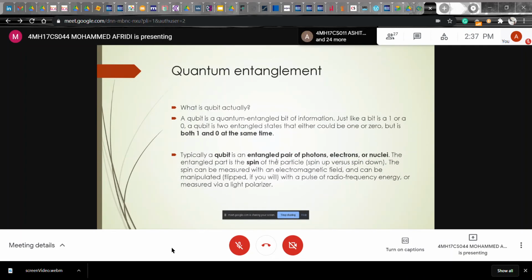Next, what is a qubit? A qubit is a quantum entangled bit of information, just like a bit is one or zero. A qubit is an entangled state. It could be one or zero, but also both one and zero at the same time. Typically, a qubit is an entanglement of spin up versus spin down. The spin can be measured with electromagnetic fields or via a light polarizer.